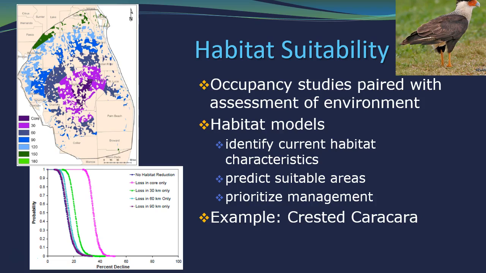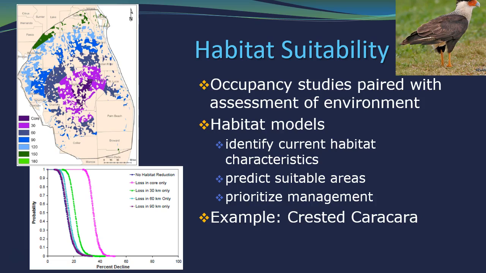The habitat models are not only identifying current habitat characteristics, they can then be used to create a population model that predicts why the species is found in certain locations. You can also take that information and extrapolate it and predict where suitable areas might be. And this can be locations where you haven't actually seen the species before, but might be areas where you want to look for them.